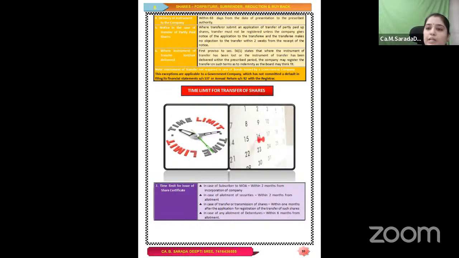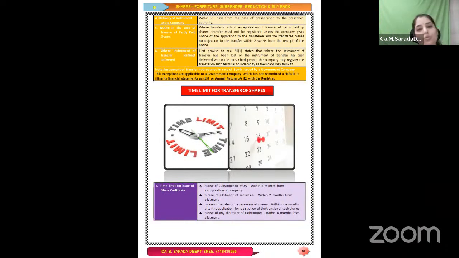Once this transfer form is received by the company, if the shares are fully paid up, the transfer will automatically be registered. But if the shares are partly paid up, the prescribed authority of the company will issue a notice to the transferee asking whether he is aware that the shares are partly paid up and whether his financial position allows him to pay the remaining call value of the shares.